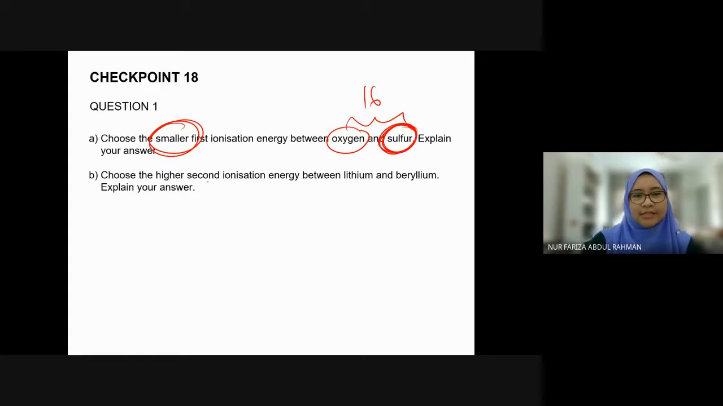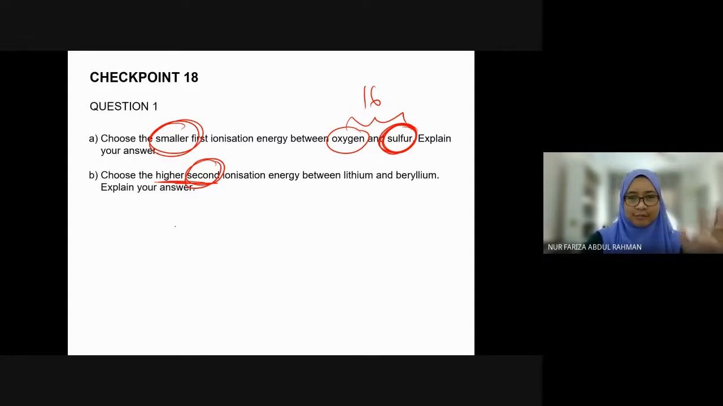Okay, choose the higher second ionization energy between lithium and beryllium. Okay, ini kena bertenang. So be calm. This is not like what we have for the general trend yang kita selalu ada tu, because we are talking about second ionization energy. Second removal dekat situ. So kita kena look at the orbital.